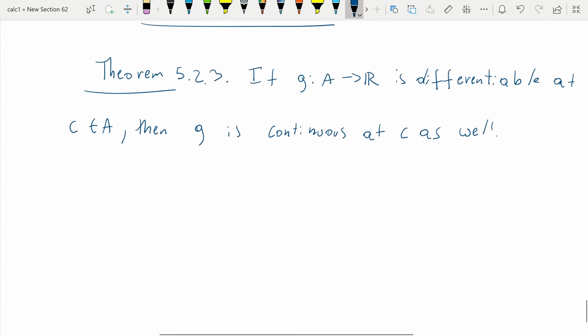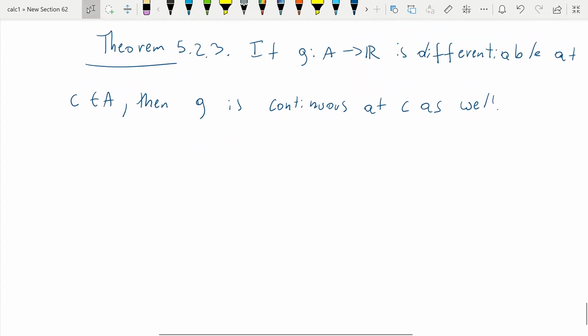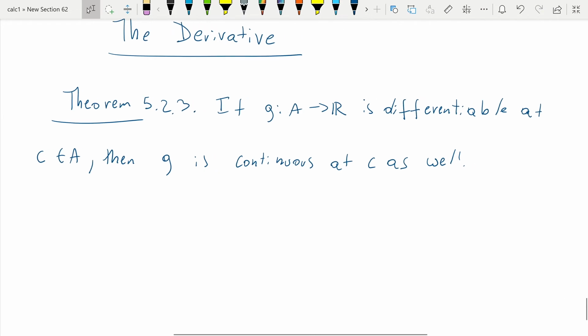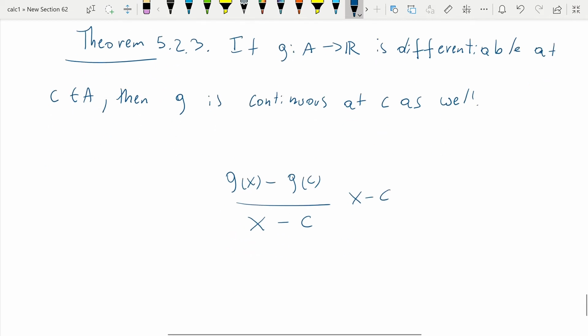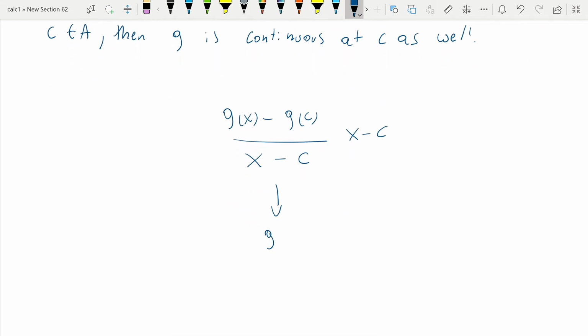Right, so this is something that you know from Calc 1, and the proof is what you would expect. If you're computing the limit of g of x minus g of c as x approaches c, that should be equal to 0 if the function is continuous. To find out whether that limit is 0, you divide by x minus c and multiply by x minus c. This is approaching g prime of c as x approaches c, while this is approaching 0.